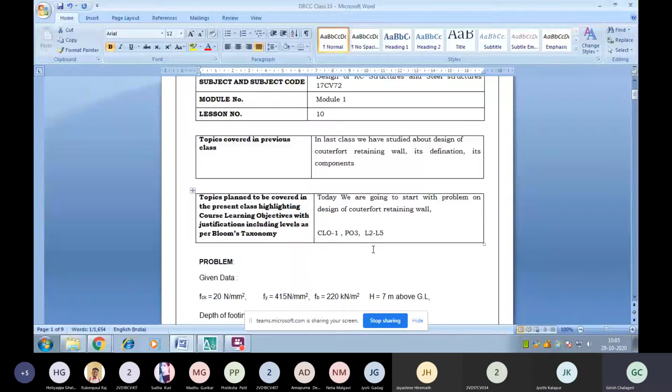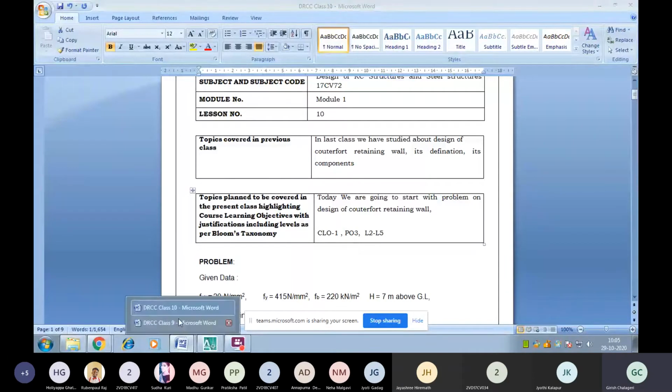And today we are going to take one problem on this and analyze the counterfort, so that it will be easy for you to go through what you are going to learn. Just saying that we are going to do this will not be clear for you exactly what needs to be known. Once we analyze one problem, you will come to know things very clearly.